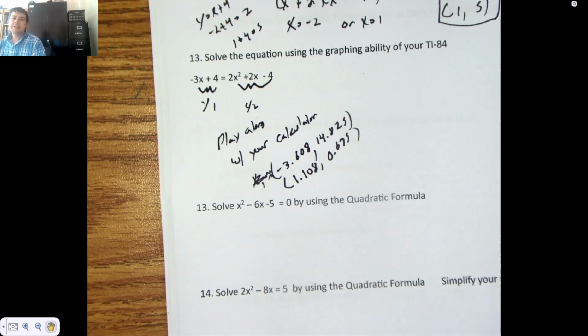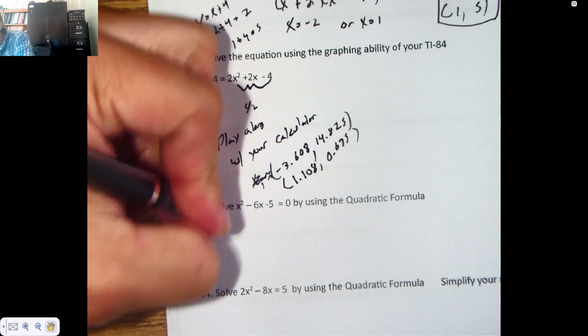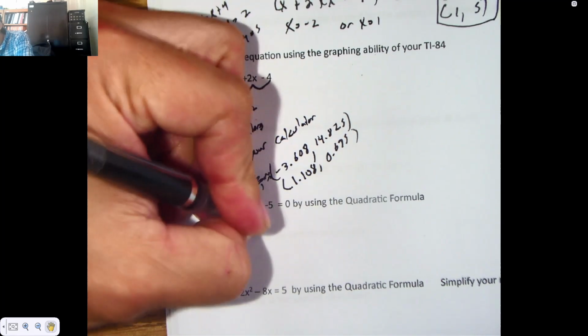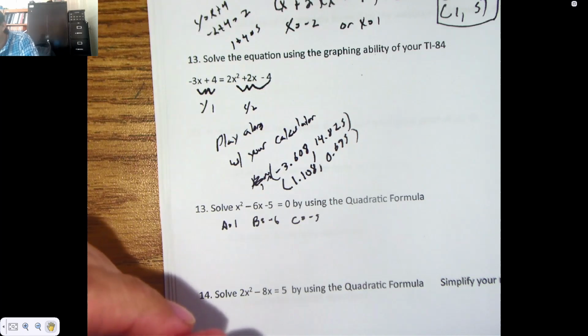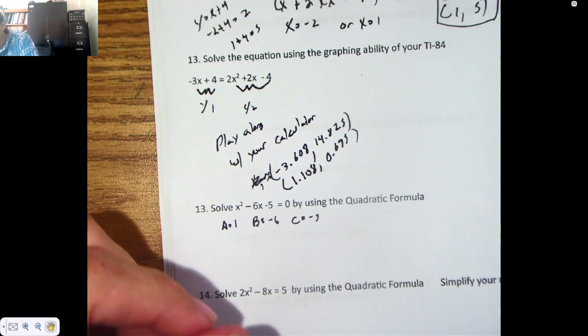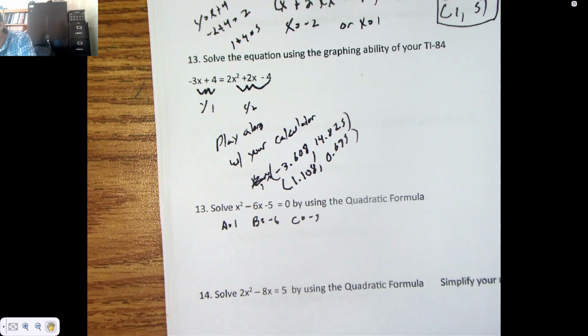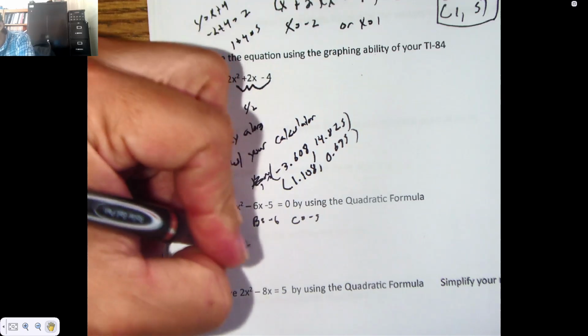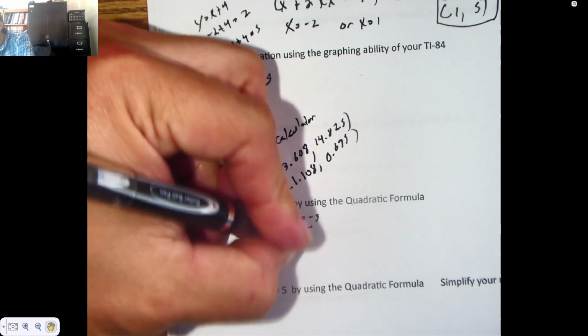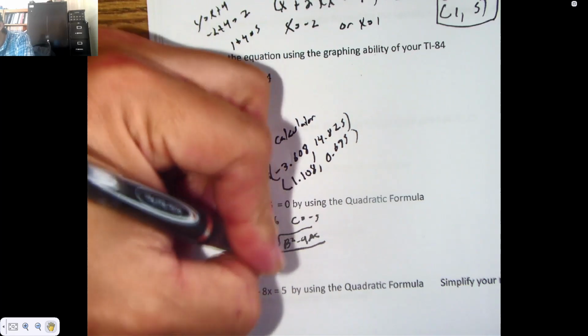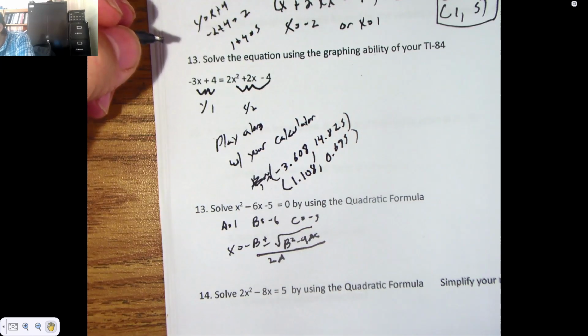13 is a solve using the quadratic formula. So I'm going to pick out A, she's 1, B is negative 6, and C is negative 5. Don't be the kid who can't do that. Don't be that kid. And by all means, sing the quadratic formula yourself, because x equals negative b plus or minus square root b squared minus 4ac all over 2a. And plug some stuff in, kids.